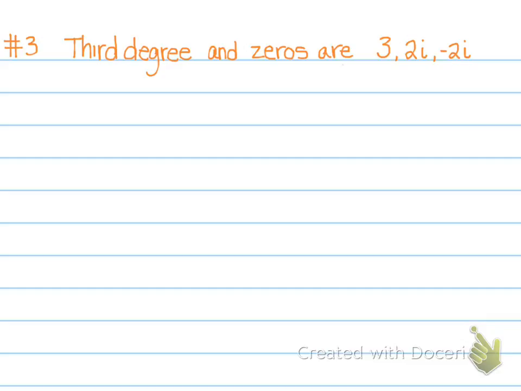So we're going to apply the same concept as we were doing before, but we just have two imaginary roots. So in factor form, we have y equals x minus 3. And then it's the same concept, except instead of x minus 2, we have x minus 2i. And instead of x plus 2, we have x plus 2i.